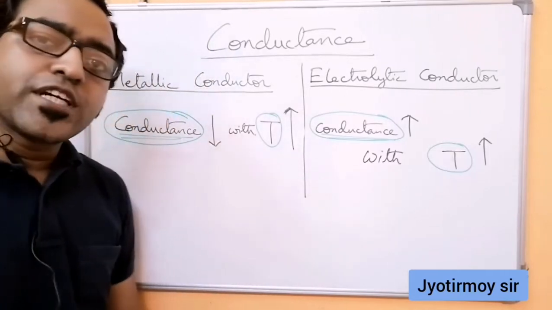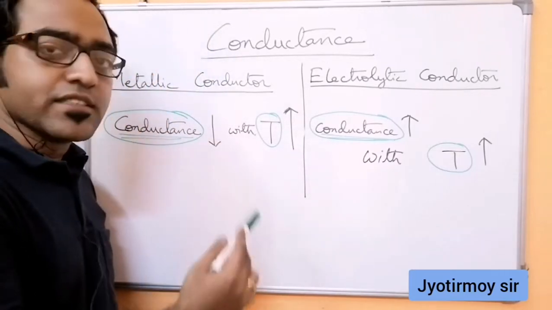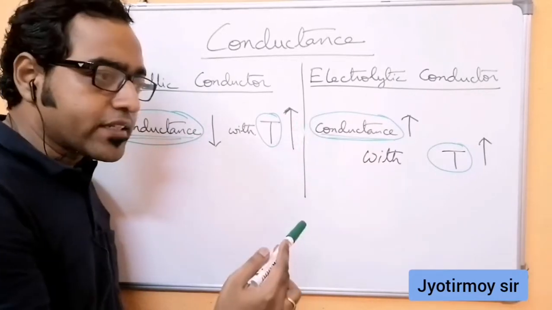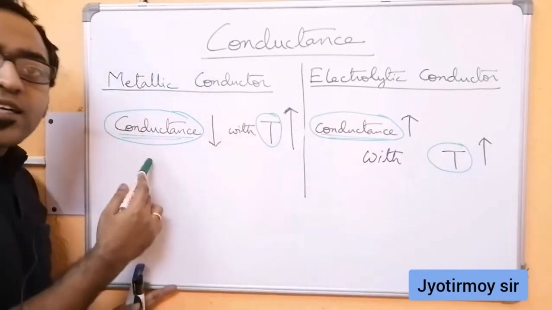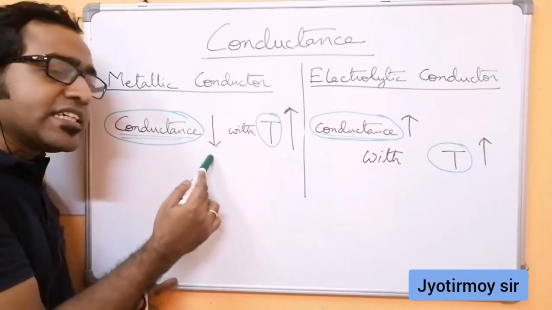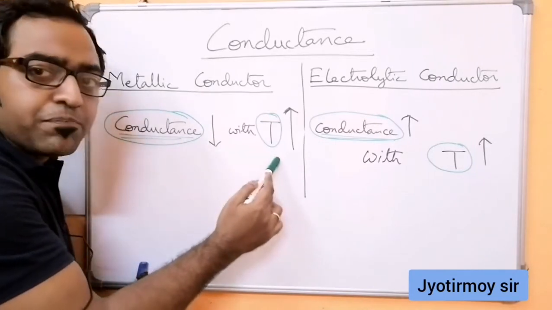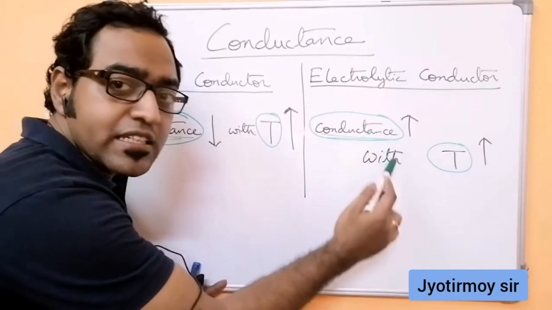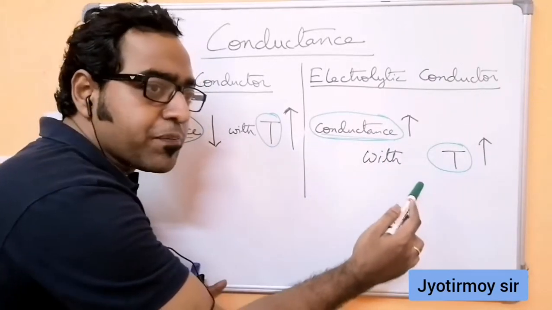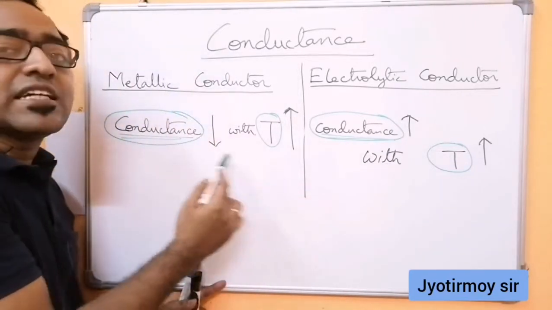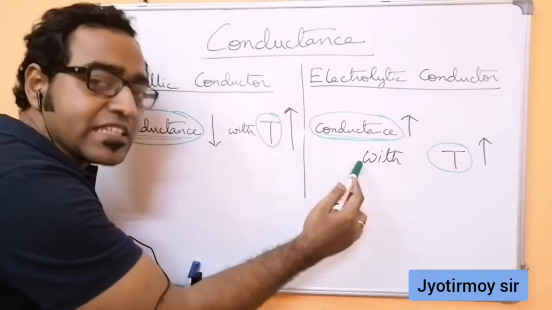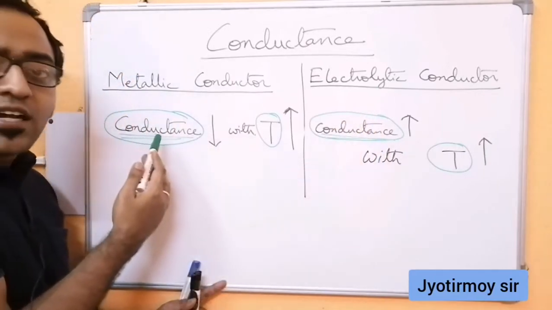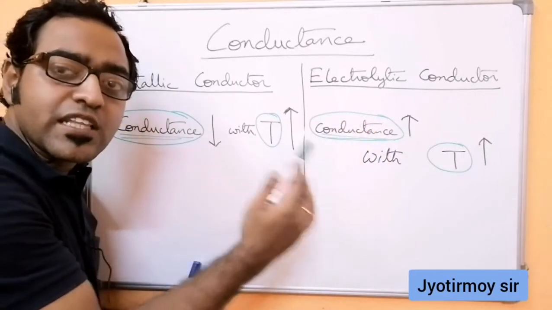In today's video I will tell you about conductance of a metallic conductor and conductance of an electrolytic conductor. Why does the conductance of a metallic conductor decrease with increase in temperature, whereas the conductance of an electrolytic conductor increases with increase in temperature? To know why it decreases in case of a metallic conductor and why it increases in case of an electrolytic conductor, please watch the video till the end.